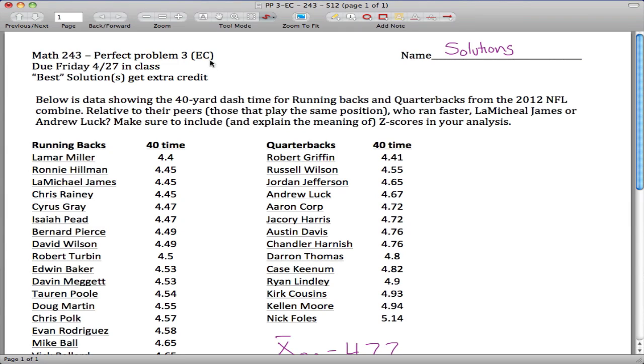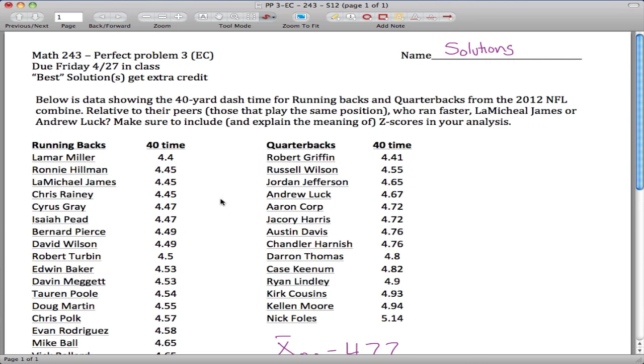Here are solutions to the extra credit problem, the third one, for Math 243. So what we have here is a bunch of data for the 2011 NFL Combine, showing times for running backs and quarterbacks, how long it took them to run the 40-yard dash.